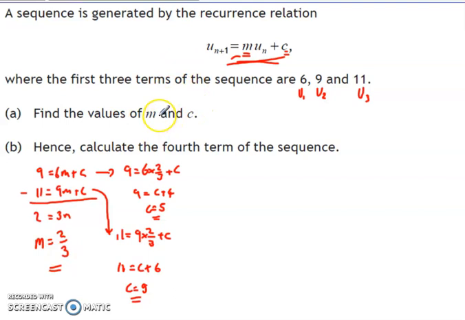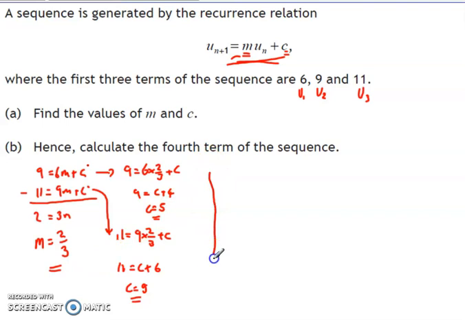From this one, it's a 3-mark question. Firstly, one mark for setting up equation 1. Second mark for setting up equation 2. Third mark for finding both m and c. So you have to get them both to get that third mark.